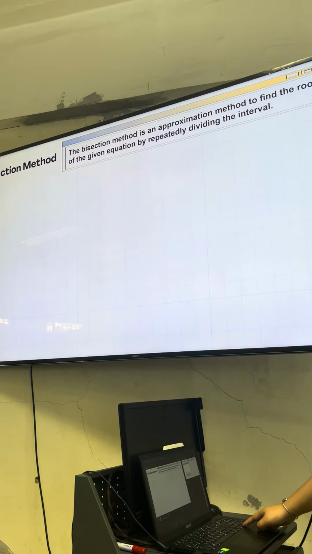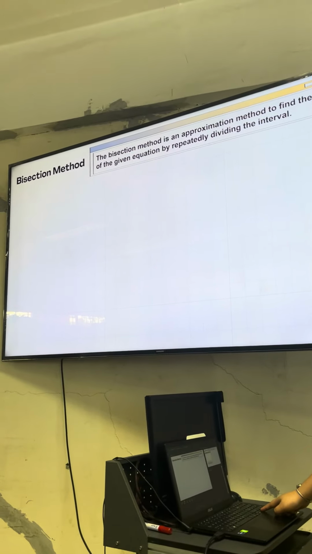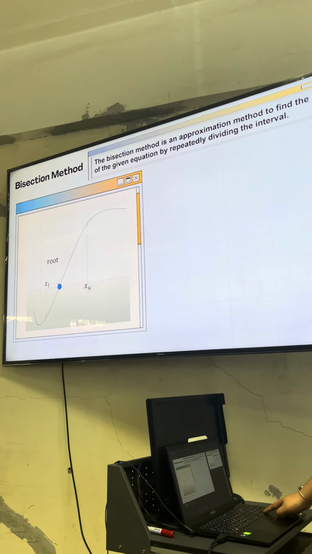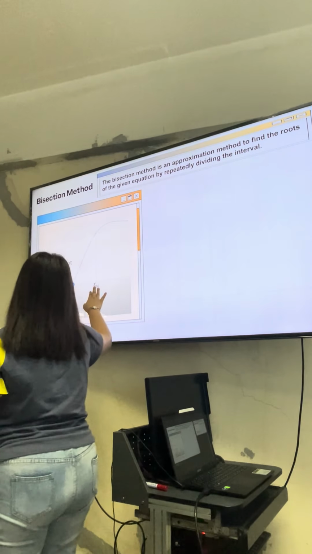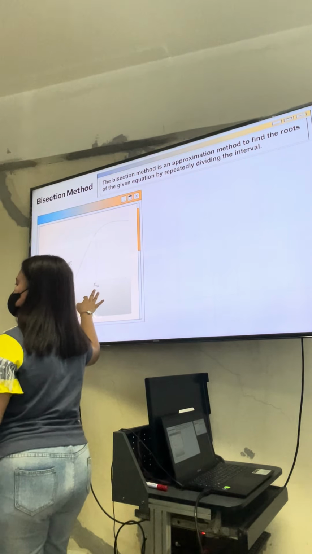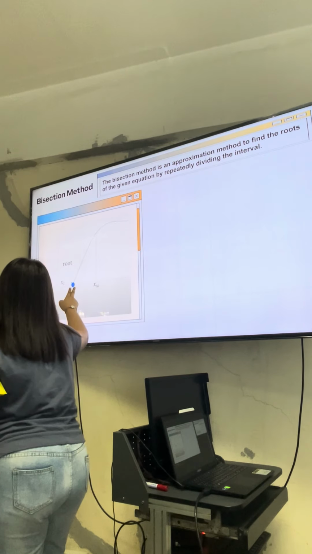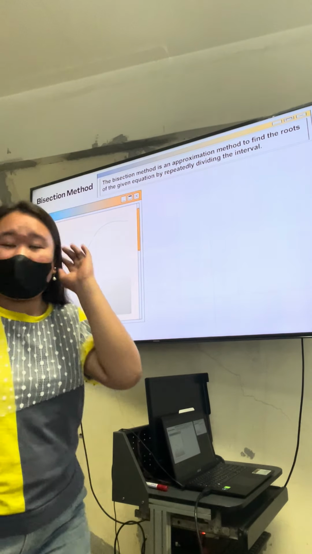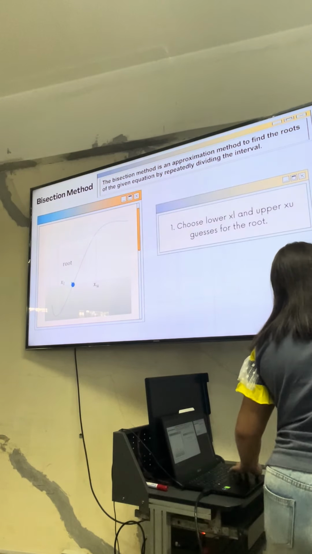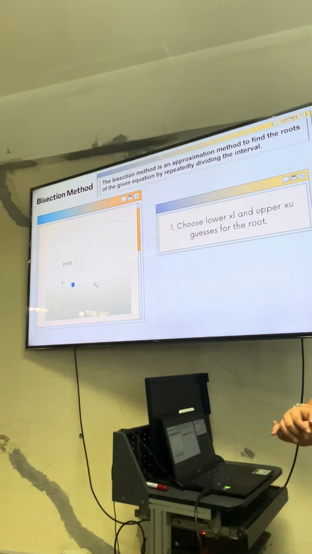So bisection method is an approximation method to find the roots of the given equation by repeatedly dividing the interval. So we have here x sub u, where u is upper, and x sub l is lower. So if we have a range between the upper and the lower, somewhere in between them is the root. Okay? Meaning i-bracket siya, nadiha nga range. So we need to follow some conditions.